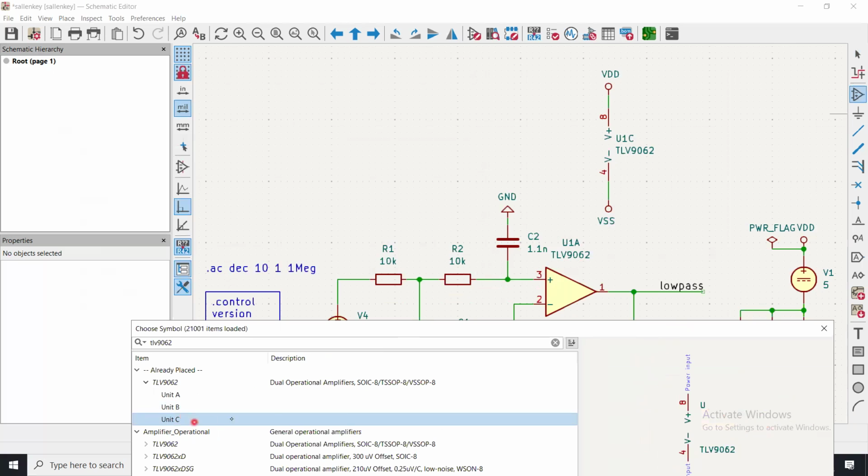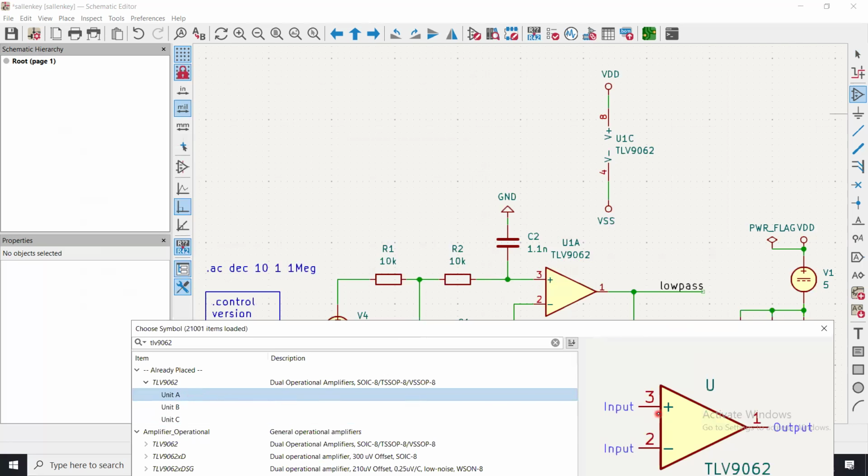And the third, unit C, is the power input pins. Pin number 4 and pin number 8 are used for the negative and the positive power pins of the op-amp respectively. So again, I see that it is a dual operation amplifier IC. It has a total of 8 pins.